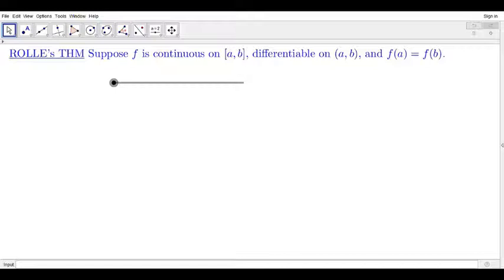To optimize a function, or to sketch its graph, we use the following important results. If f prime is positive on an interval, f is increasing there. And also, if f prime is negative on an interval, then f is decreasing there.